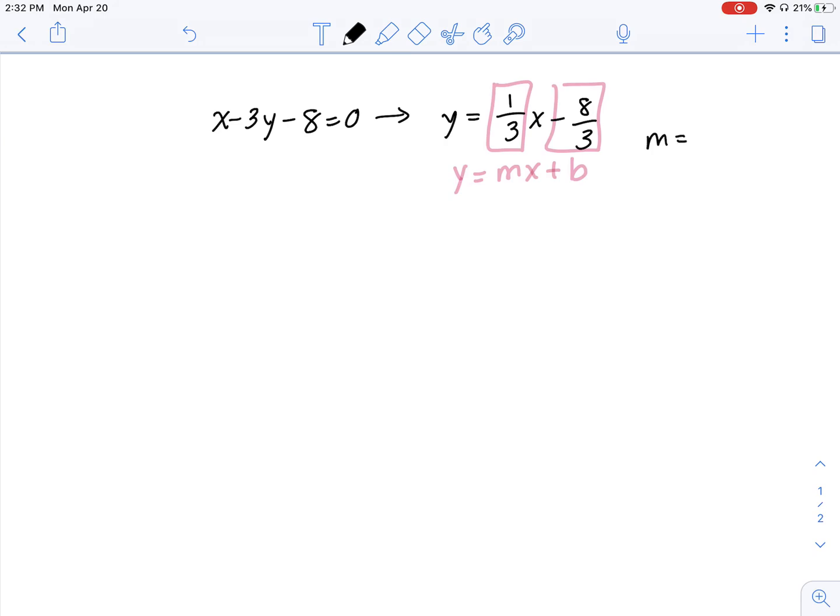I'm going to write that down. M equals 1 over 3. B equals minus 8 over 3. Now knowing this information, I can graph the line.